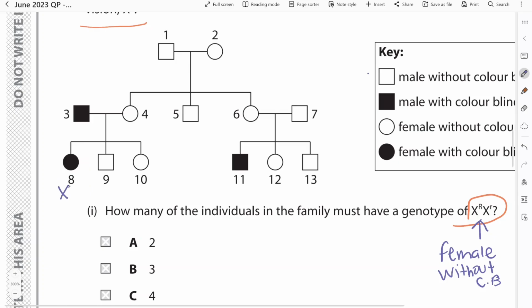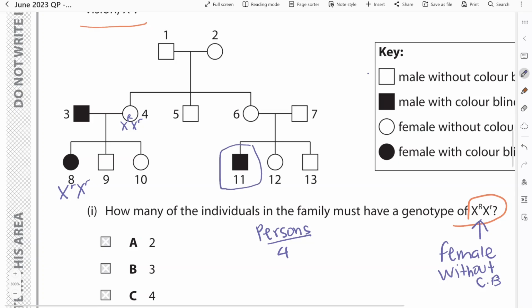Therefore, they are homozygous recessive. Now, if they're homozygous recessive, one allele must come from the father, the other allele must come from the mother. So that means this mother must be heterozygous. So individual 4. I'm just going to write the people first. Persons, 4.